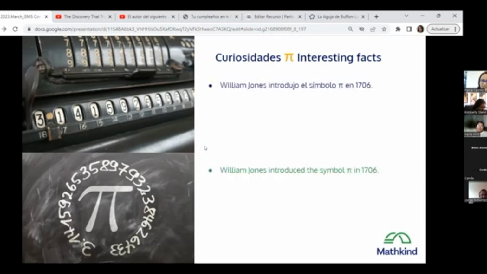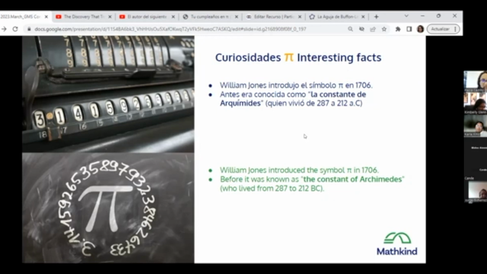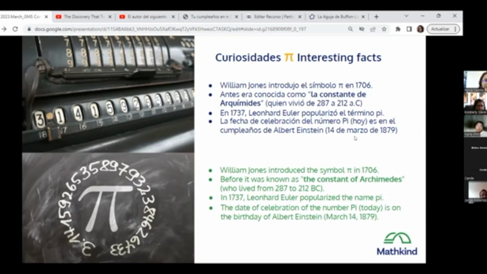Something interesting I can tell you is that the symbol pi, which is the one here, was introduced in 1706, a lot later than the appearance with Archimedes. Before, it wasn't known as pi, but as the constant of Archimedes, who lived from 287 to 212 before Christ. So we have been using the symbol and calling it pi for approximately 300 years, with this Greek letter that represents the perimeter. That's why we call it pi, from perimeter. Leonhard Euler made this term popular, and from then on, we know it as such.